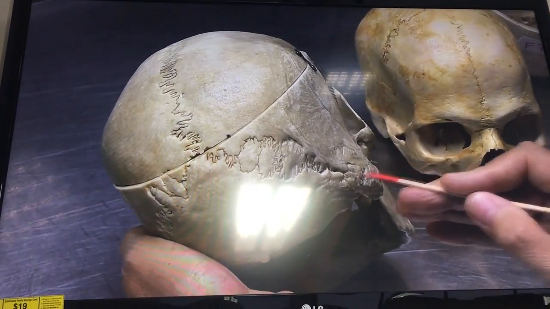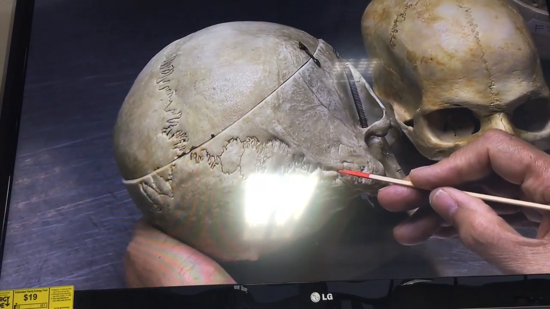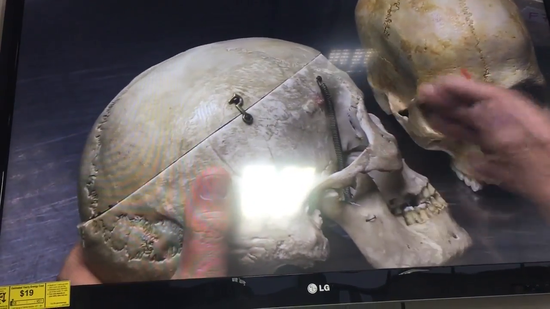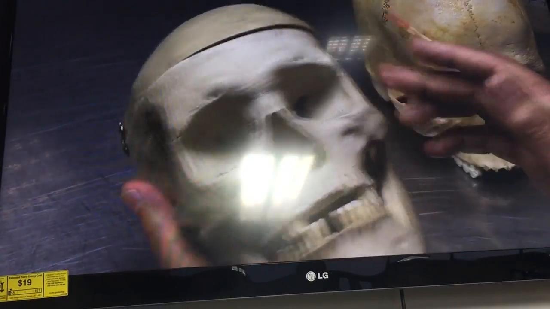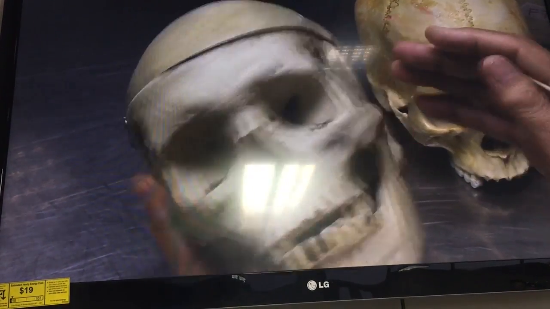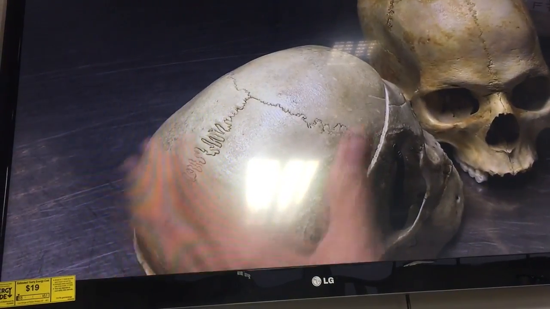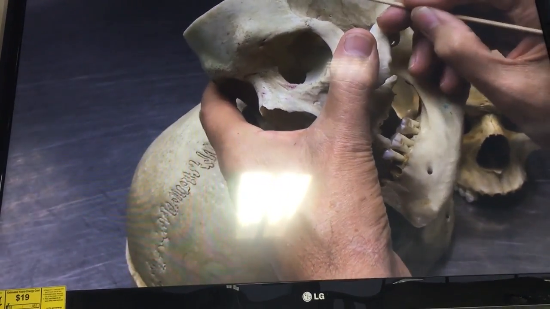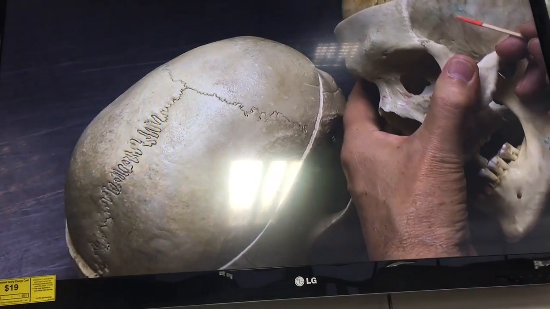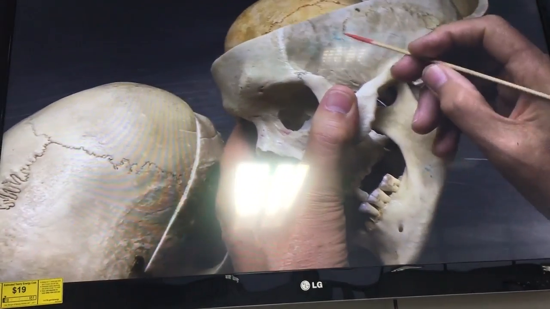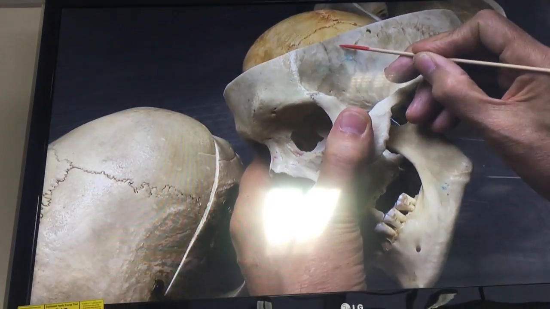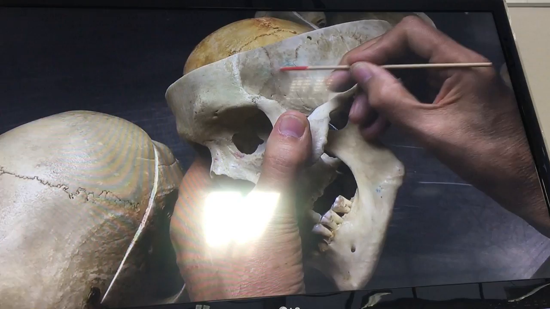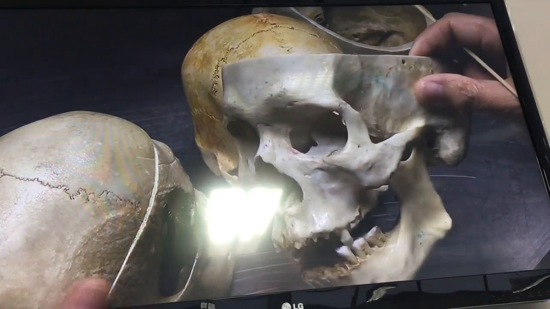These points here are the asterion. And we have one important point which I'm going to talk more about when I come to the lateral side of the skull, and that is the pterion. This skull has a very nice H-shaped pterion. That's the point at which the parietal bone meets the temporal bone, the greater wing of the sphenoid, and the frontal bone.